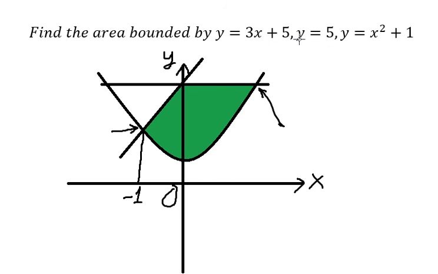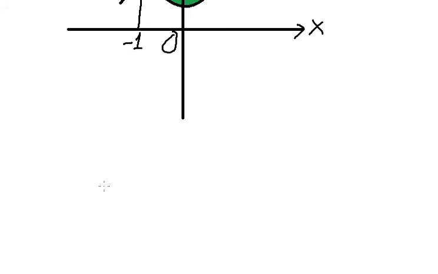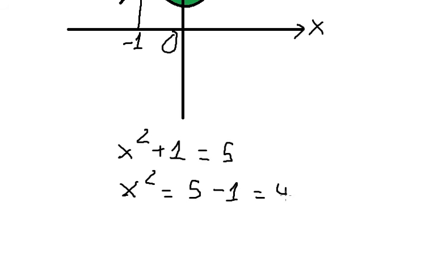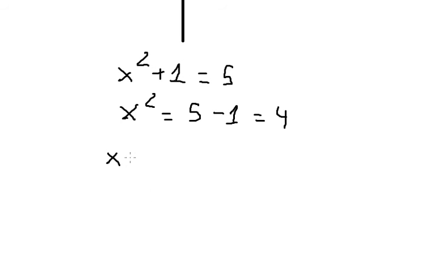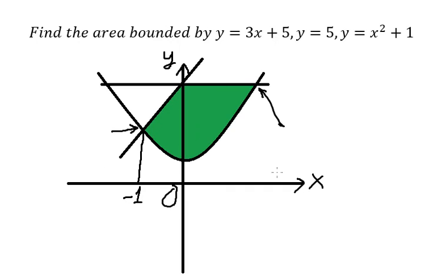That is about y equals 5 and x squared plus 1. So I will put 1 over here. So we take the square root of both sides, and we got x equals 2 and x equals negative 2. This one is about positive 2 in here, because this is in the positive area.